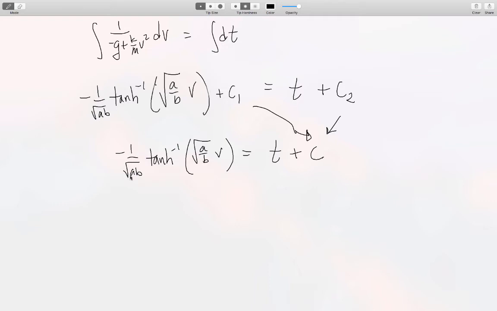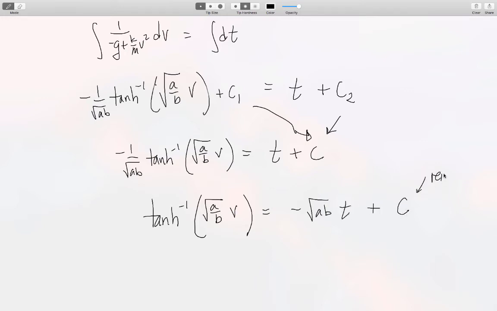Let's first multiply by this 1 over square root ab, so then we have tangent hyperbolic inverse of the square root of a over b times V is, okay, negative square root ab times t plus, and I'm going to rename the c again because I'm multiplying by a constant, so an arbitrary constant times some constant square root ab, just another constant.